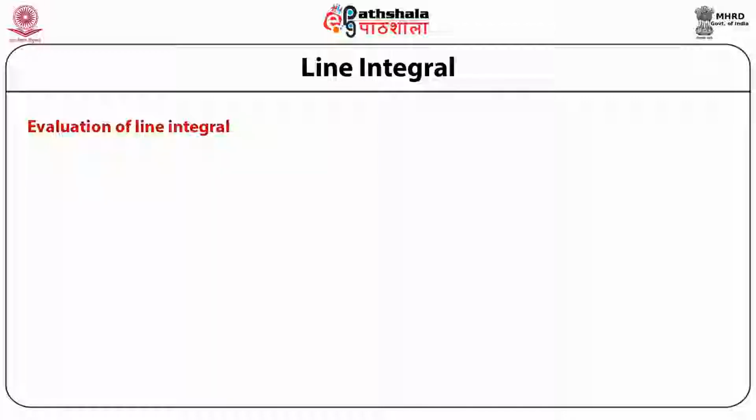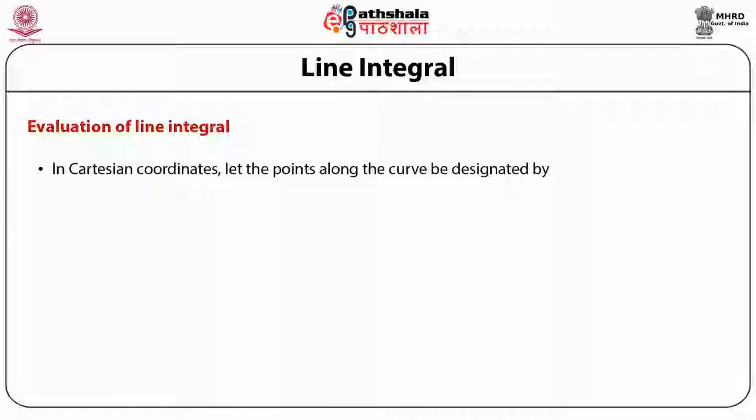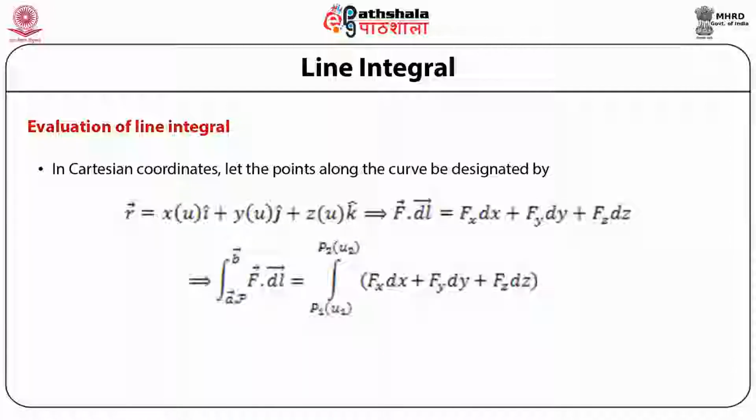Evaluation of line integral. In Cartesian coordinates, let the points along the curve be designated by r equals x(u) i cap plus y(u) j cap plus z(u) k cap. Here u is a scalar parameter. Then f dot dl is equal to fx dx plus fy dy plus fz dz, and the integral from a to b f dot dl is equal to integral from P1(u1) to P2(u2) of fx dx plus fy dy plus fz dz.